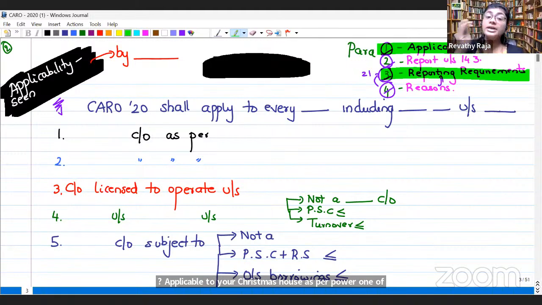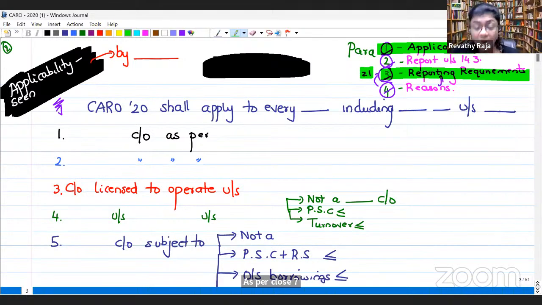Now, 21 clauses are there in para 3. Examiners generally will ask you from one clause specifically. First step, you identify which clause. Assume it is clause 7. How will you write? As per clause 7 of para 3 of the order.